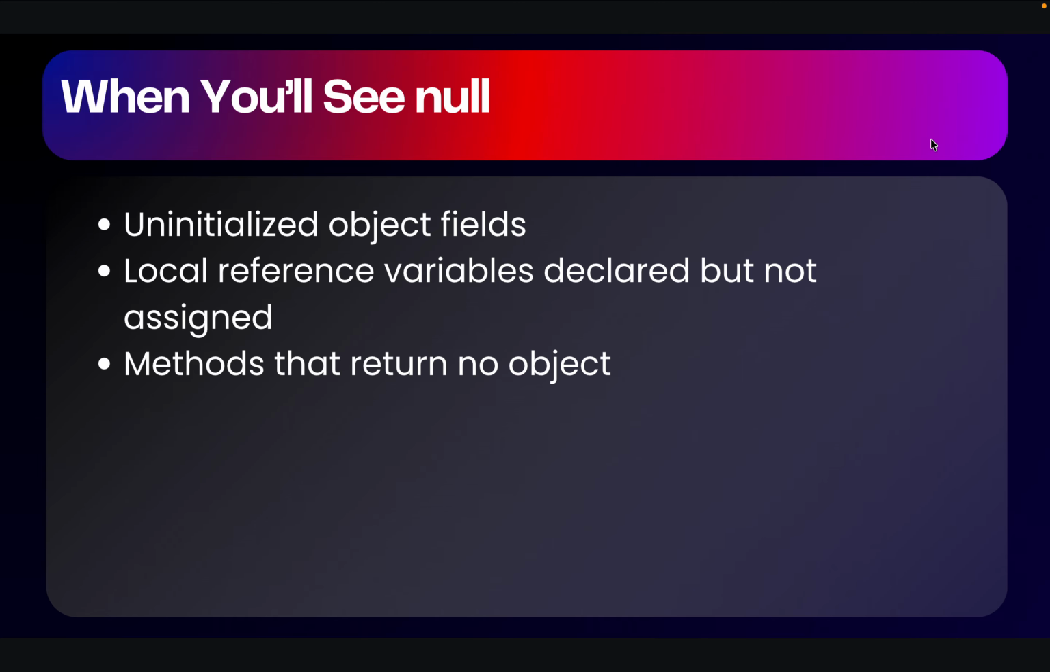So when will you see null? You can see null if you have an uninitialized object or a field. You can see it if you have a local reference variable that you declared, but you didn't assign it. Like if you want to create a variable, but you're not ready to give it a value. And also with methods that have no objects being returned. So all of these cases could produce a null value.